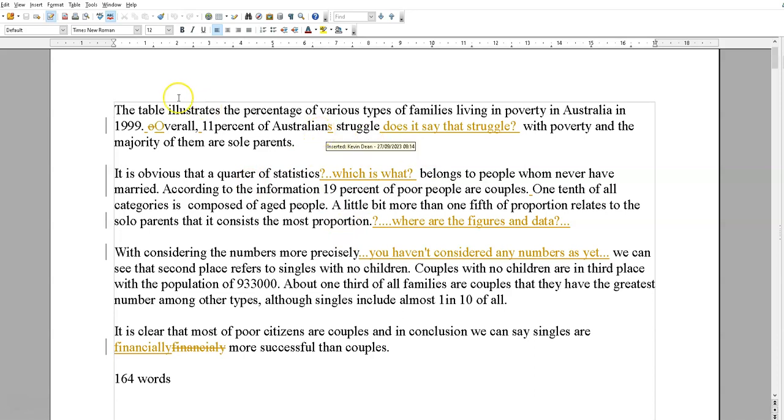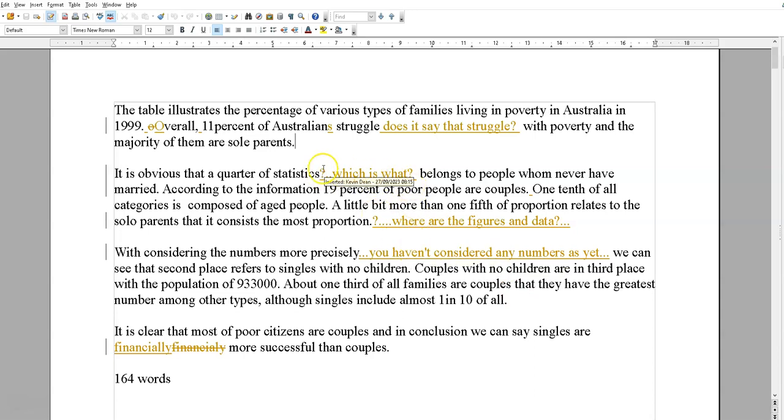Then we've got the introduction, and the overview is basically the same. But if you look at the overview here, it doesn't really clearly identify the key features as such. And when we go into the figures, it says a quarter of statistics, what statistics? Now, also, as I say every week, I haven't corrected and changed every single thing. I haven't rewritten all of the responses.